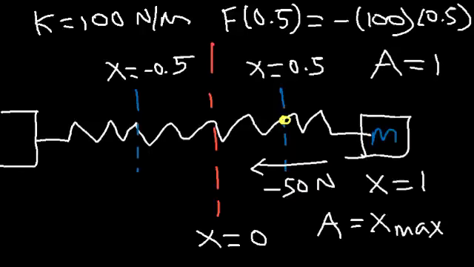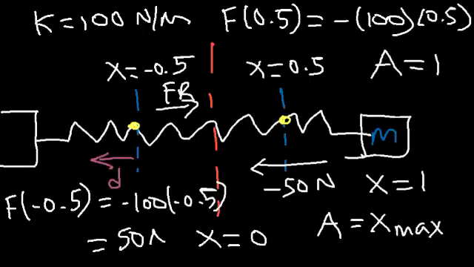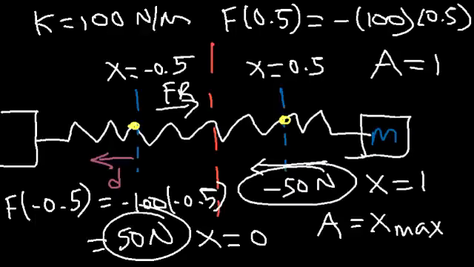Now what about at this position? If we plug in negative 0.5, it's going to be negative 100 times negative 0.5, which is positive 50. Since the object is moving at this location towards the left, the restoring force is towards the right. And notice that the force is positive 50 because it's directed towards the right. When the restoring force is directed towards the left, notice that it's negative.